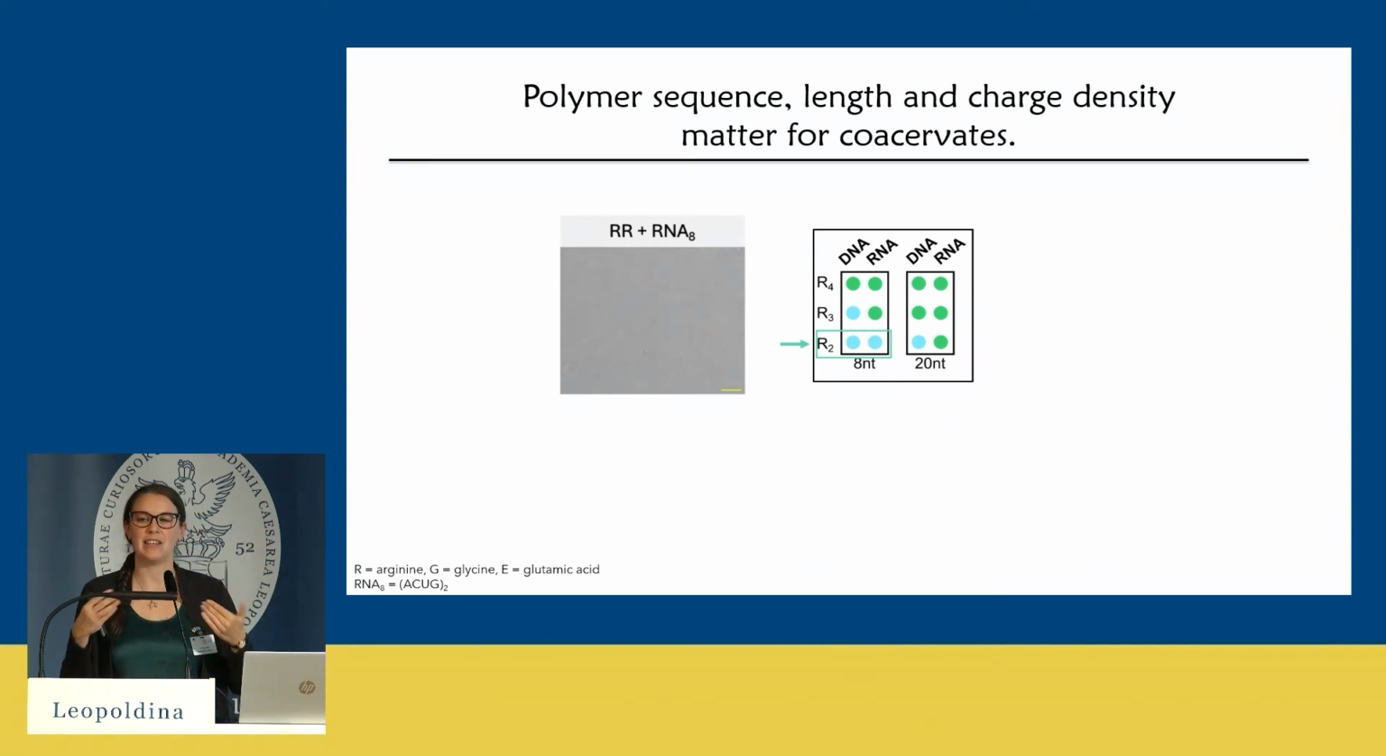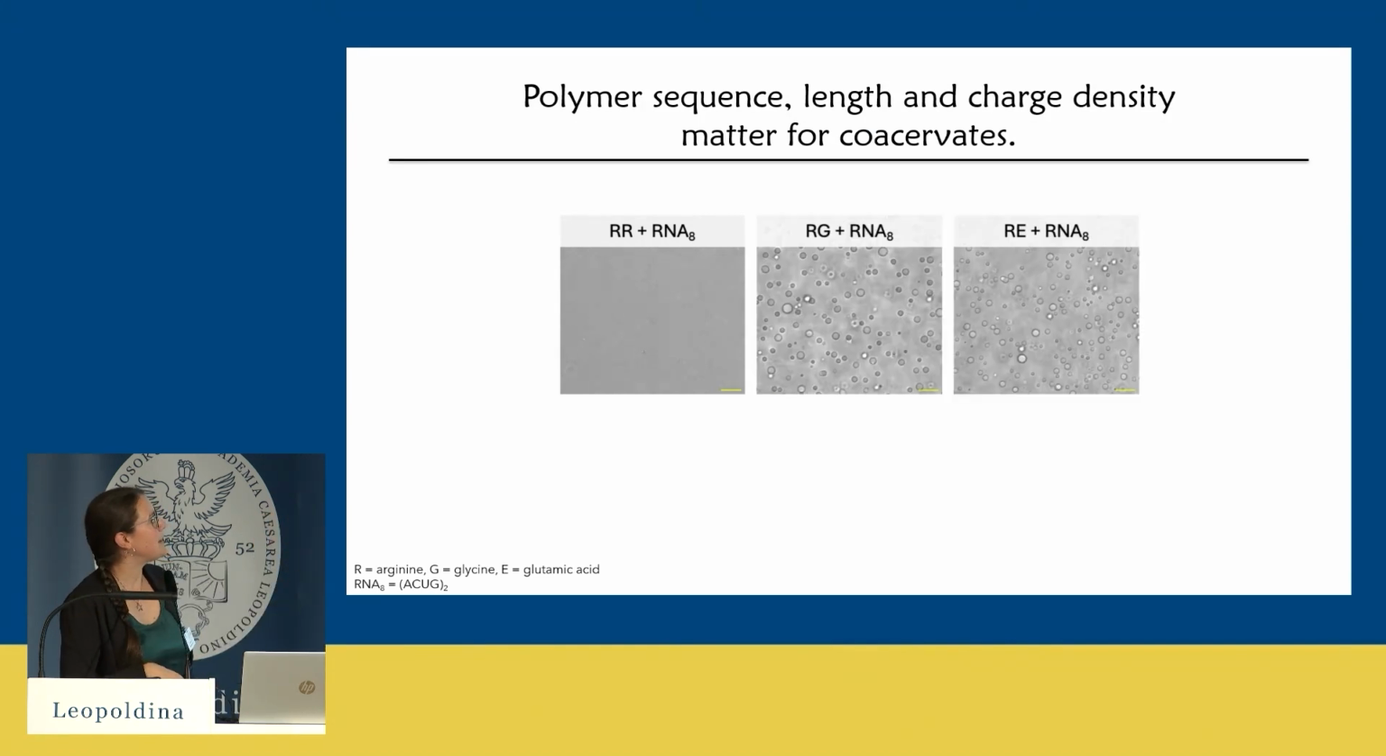The last set of images that I wanted to show you about the possibility that coacervates were actually present on early Earth relates to something even more minimal. So here we have a dipeptide with an 8-mer, so just 8 nucleotides and 2 arginines. As you can see, there's nothing there. Let's make this even more prebiotically plausible. Let's not use diarginine. Let's mix up the peptide sequence.